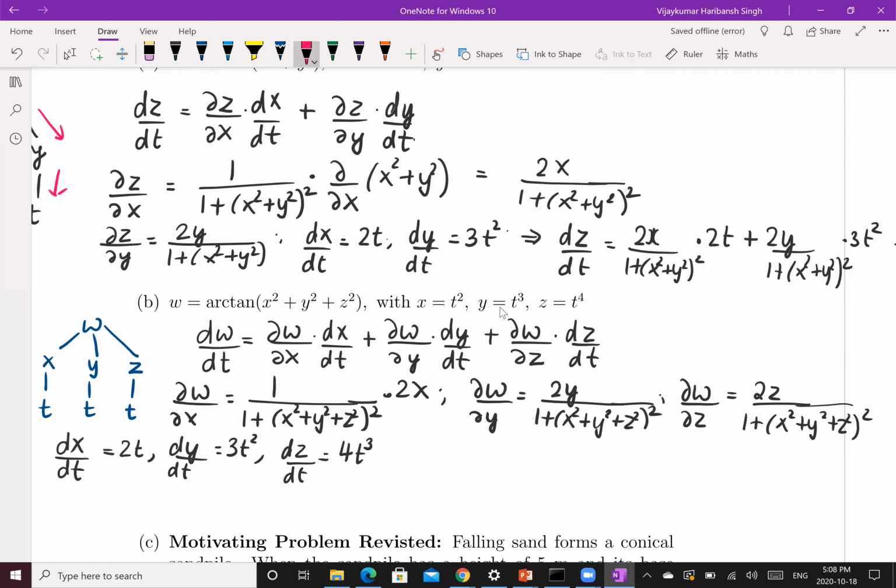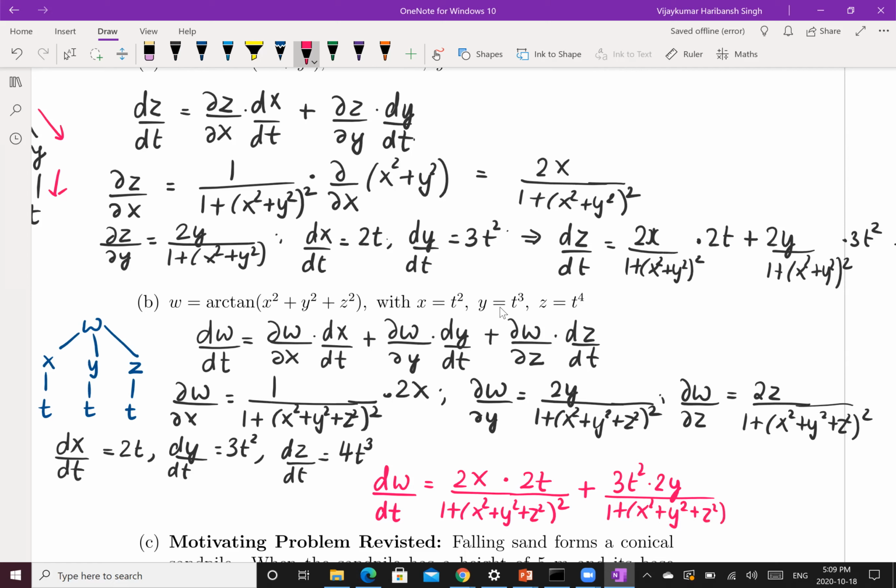Now we just need to substitute there. So this implies dw by dt equals 2x upon (1 plus x square plus y square plus z square) the whole square, times dx by dt, which is 2t, plus 3t square times 2y upon (1 plus x square plus y square plus z square) the whole square, plus 2z upon (1 plus x square plus y square plus z square) the whole square, times dz by dt, which is 4t cube. So this is the complete derivative.